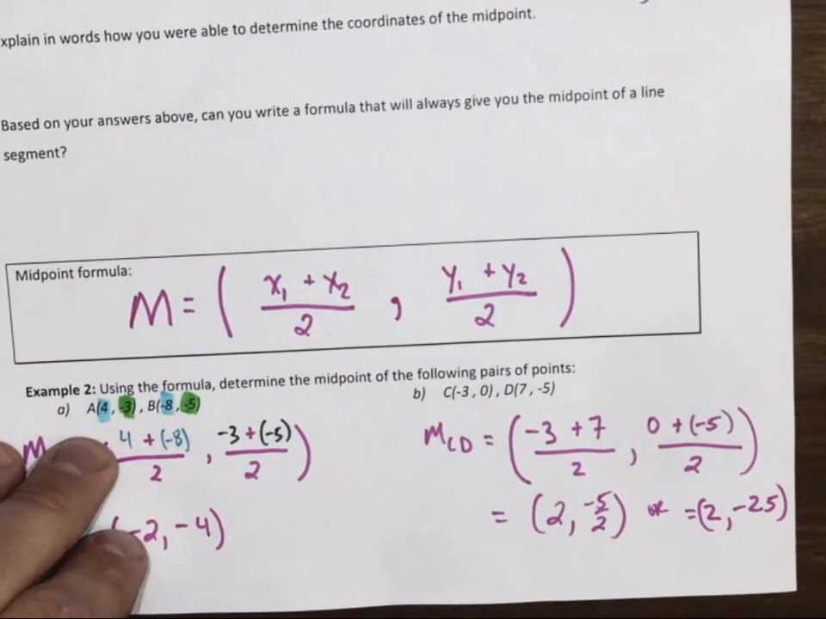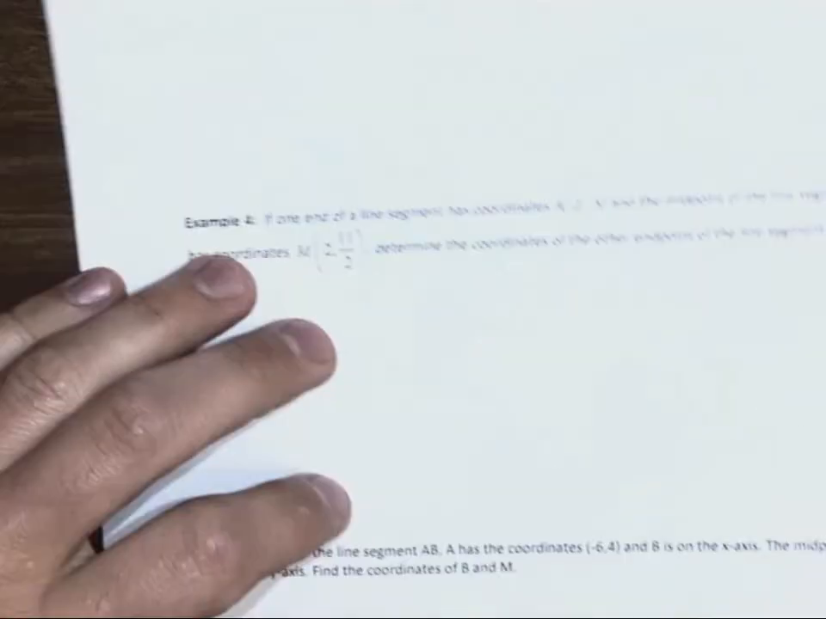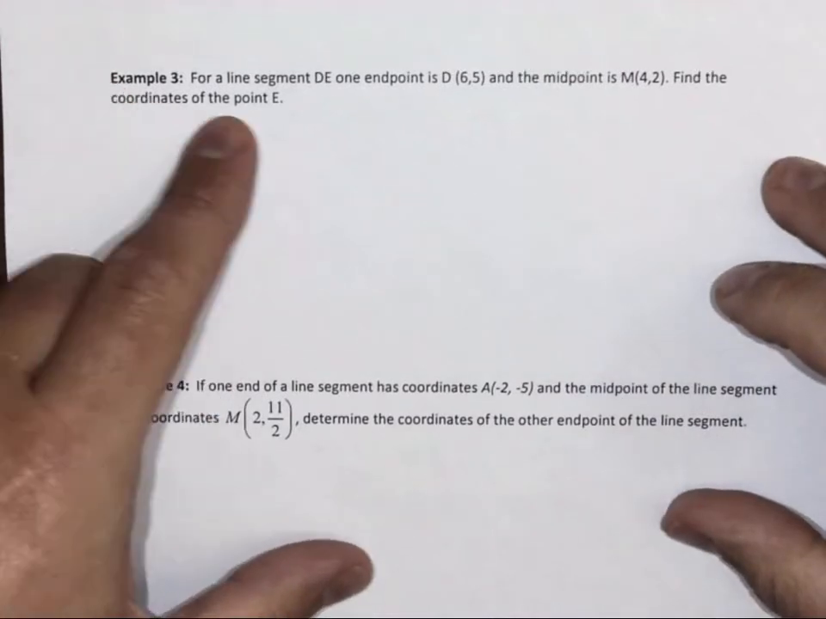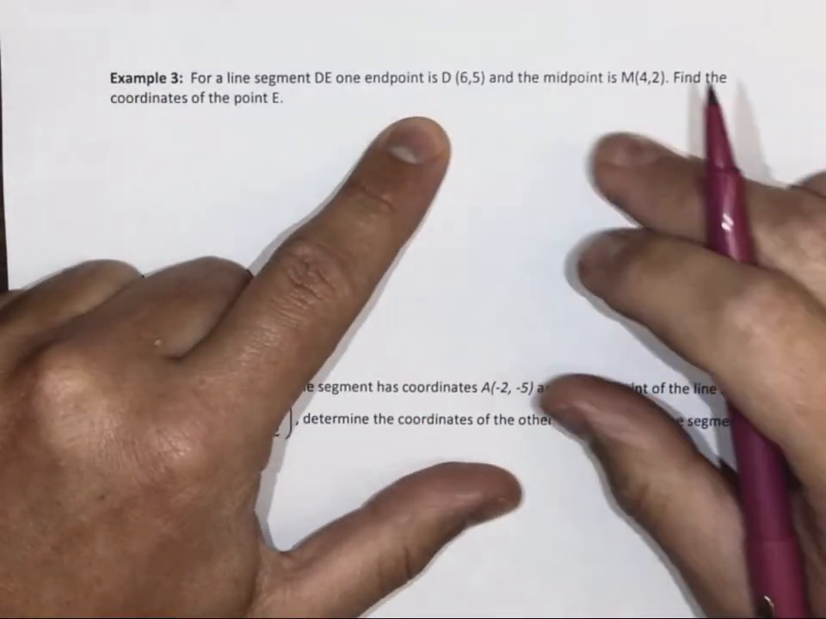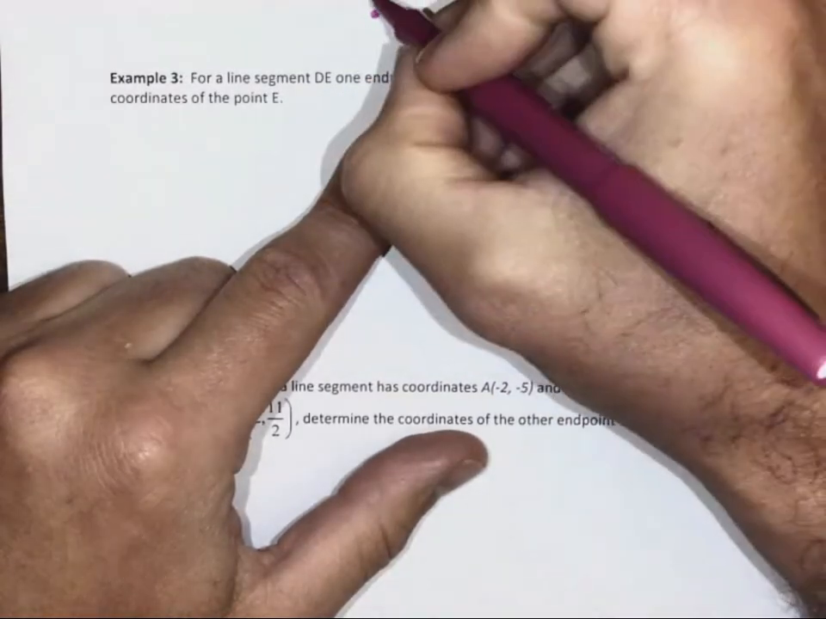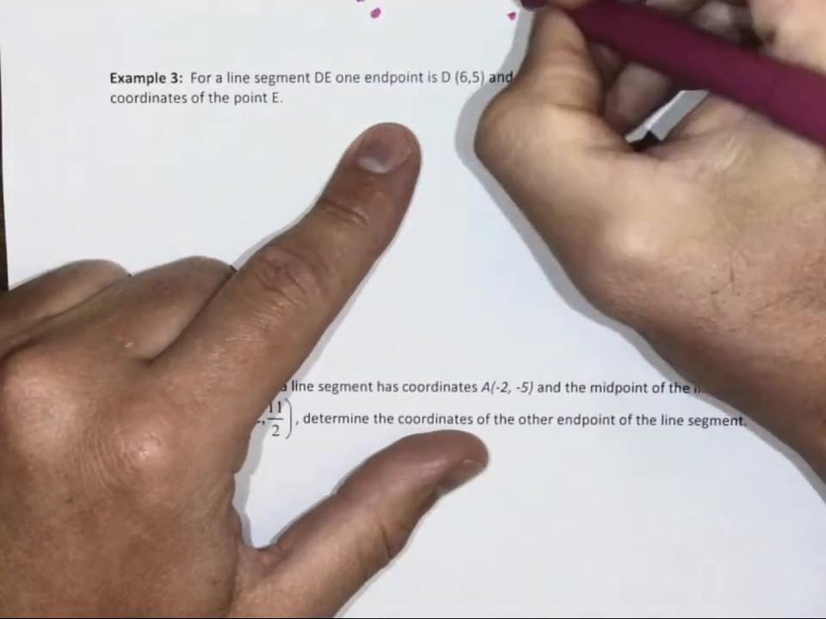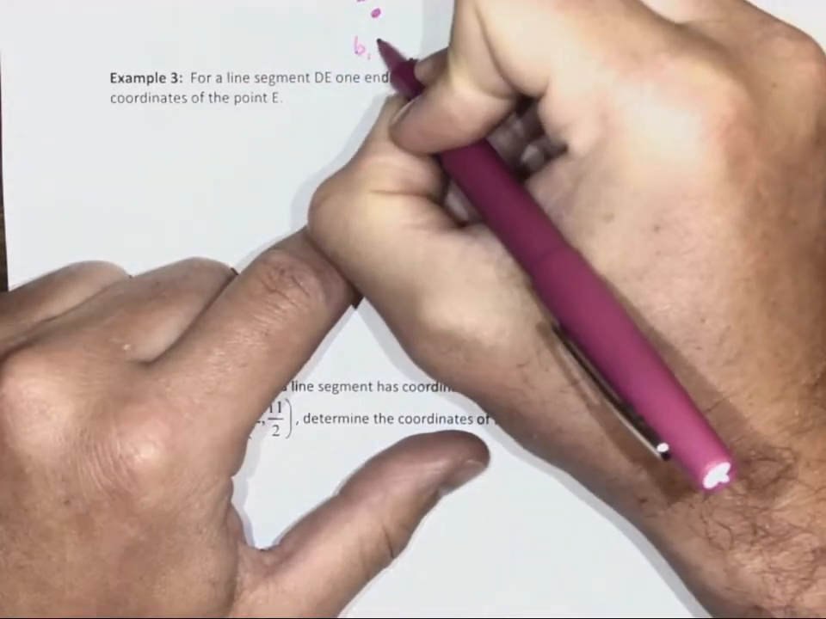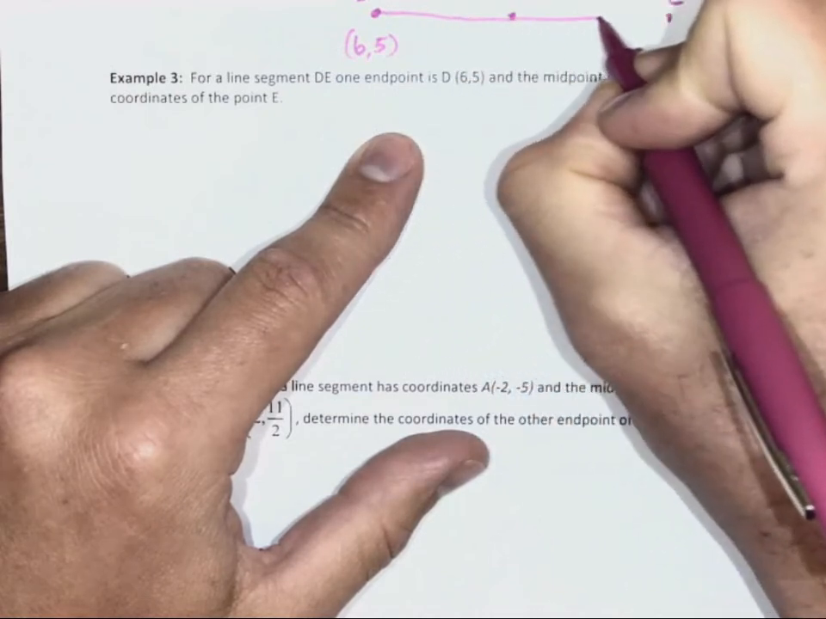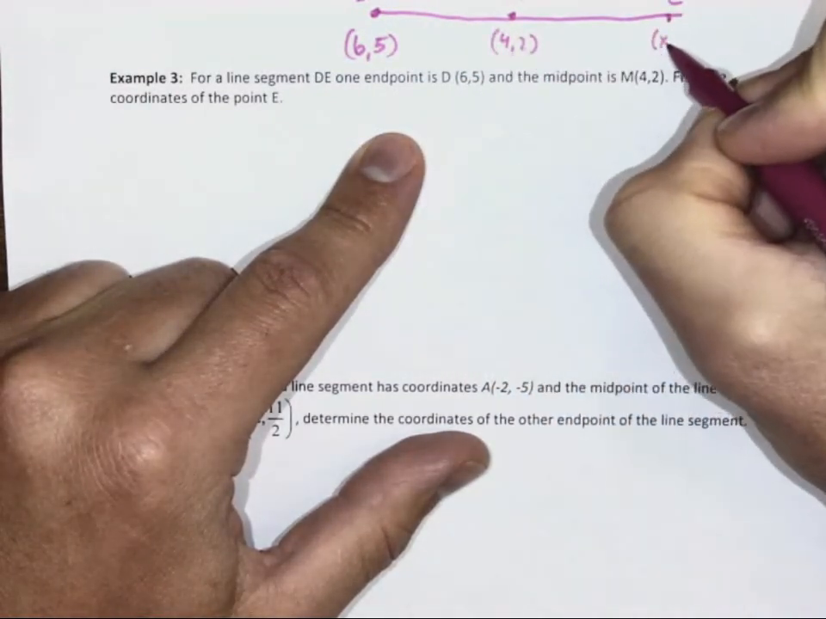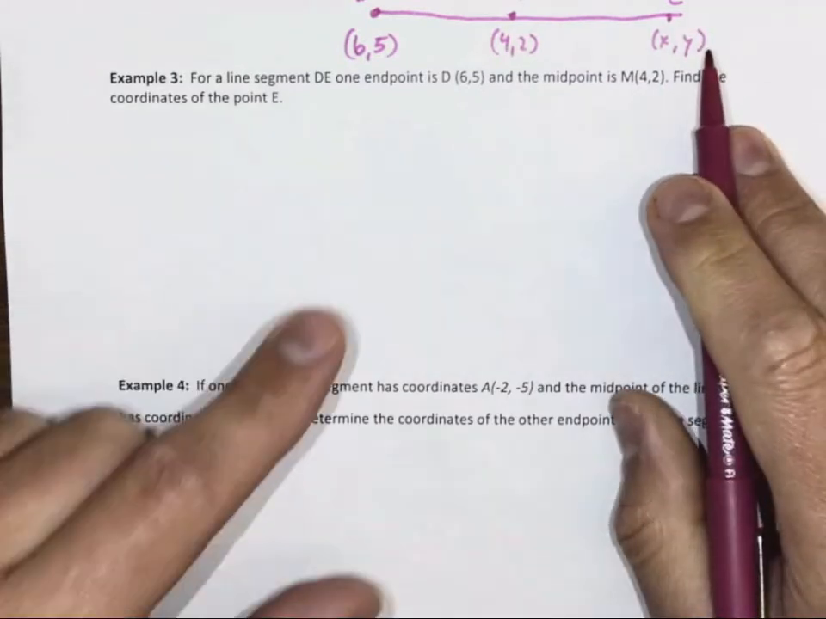Cool. All right, flip the page. For a line segment, DE, one endpoint is D, and the midpoint is 4, 2. So let's just draw this for a second. Here's DE, here's the midpoint of DE. So D is 6, 5. The midpoint is 4, 2. Find the coordinates of E.